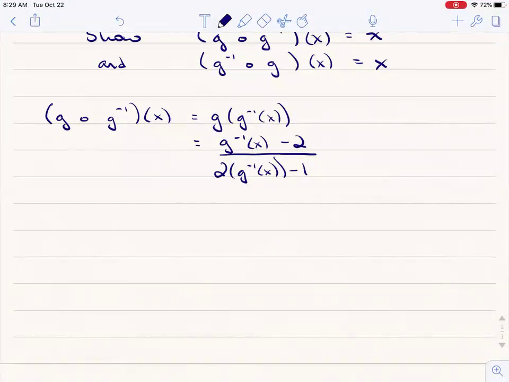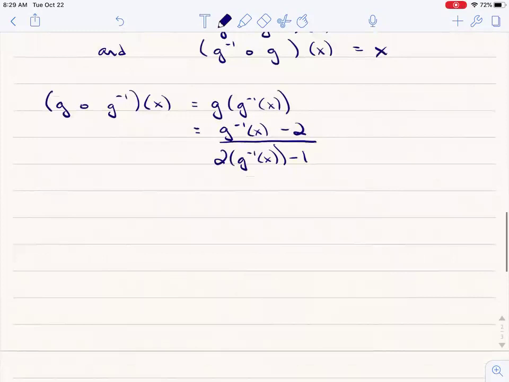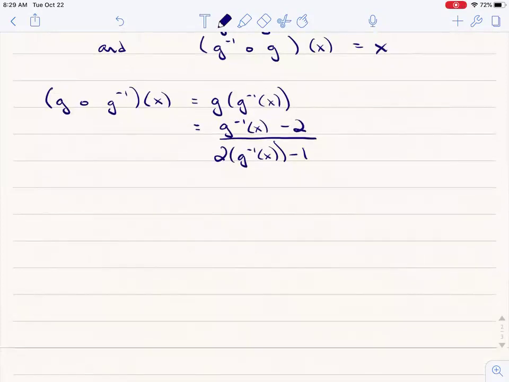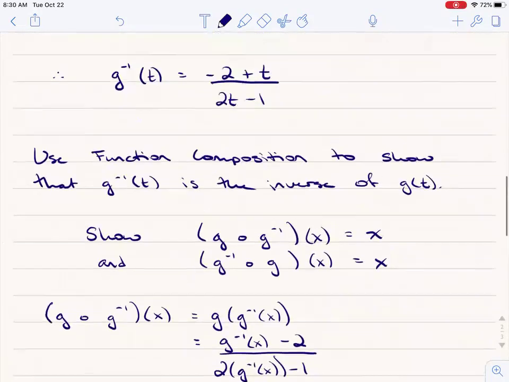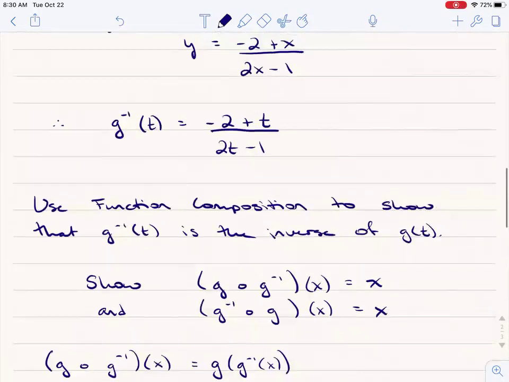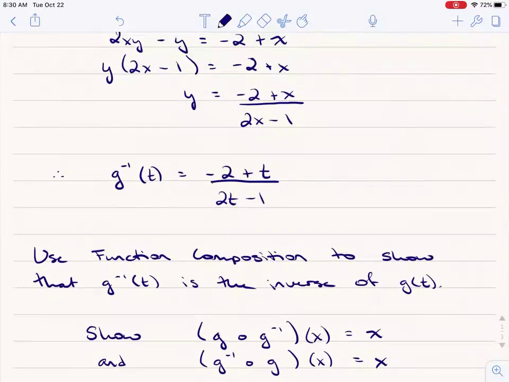Now that I've got the G inverse of X, I'm going to replace it with the actual inverse of X, and then it's a matter of simplifying. At the end of the day, we know we're going to end up with just an X. And so it will simplify down. Otherwise, we found the wrong inverse, or something went wrong. So we replace the G inverse of X with negative 2 plus X, we'll use X as our variable, over 2X minus 1.